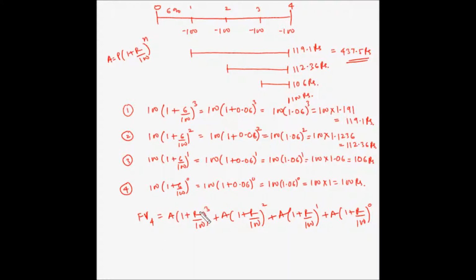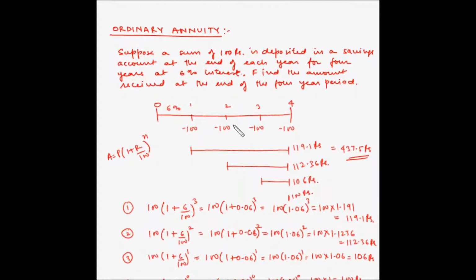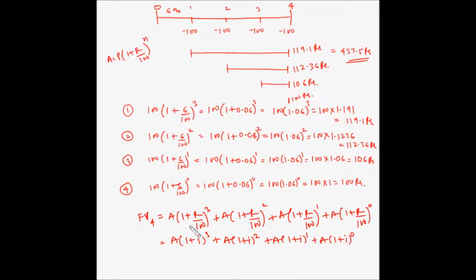Now let's consider r by 100 as i. So 6 by 100 can also be written as 0.06, so that is i. So this is equal to A into 1 plus i to the power 3, plus A into 1 plus i to the power 2, plus A into 1 plus i to the power 1, plus A into 1 plus i to the power 0. Now let's consider 4 as n. So instead of 4 years, let's generalize this.